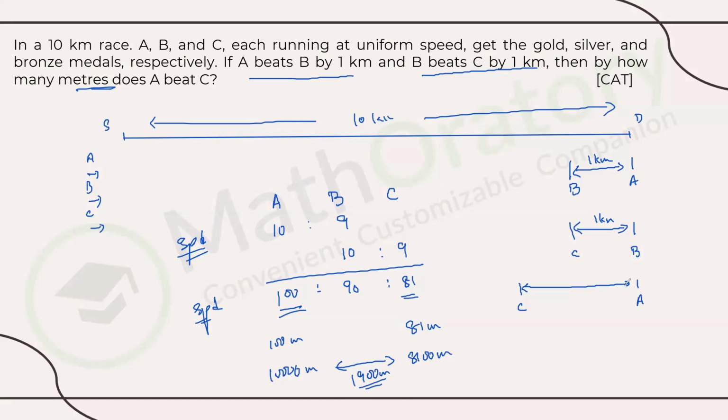So when A reaches this point, A has covered this much distance, right? So C is 1,900 meters behind. So that is our answer that you have to input for this question.